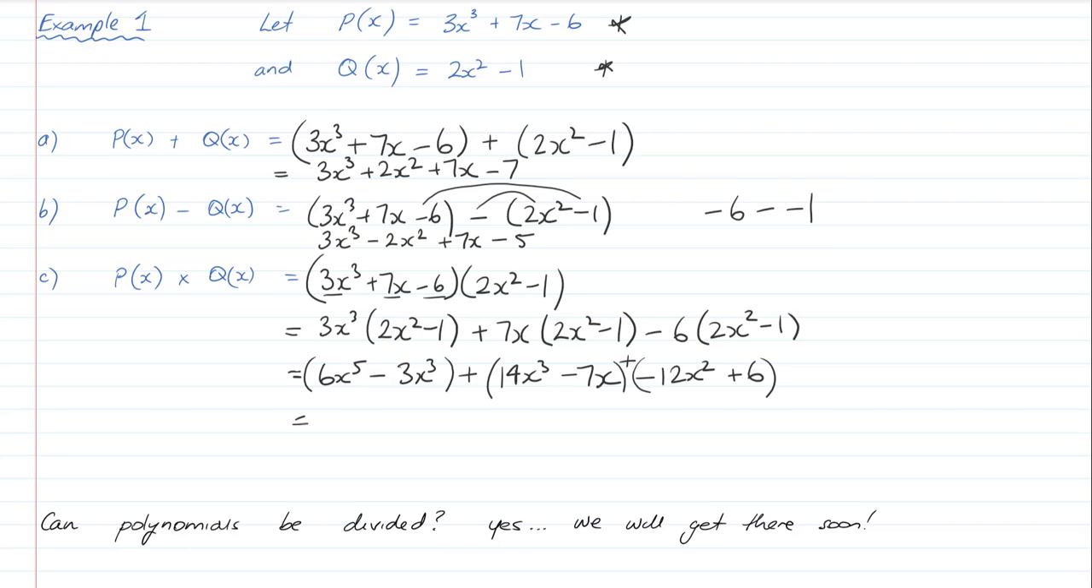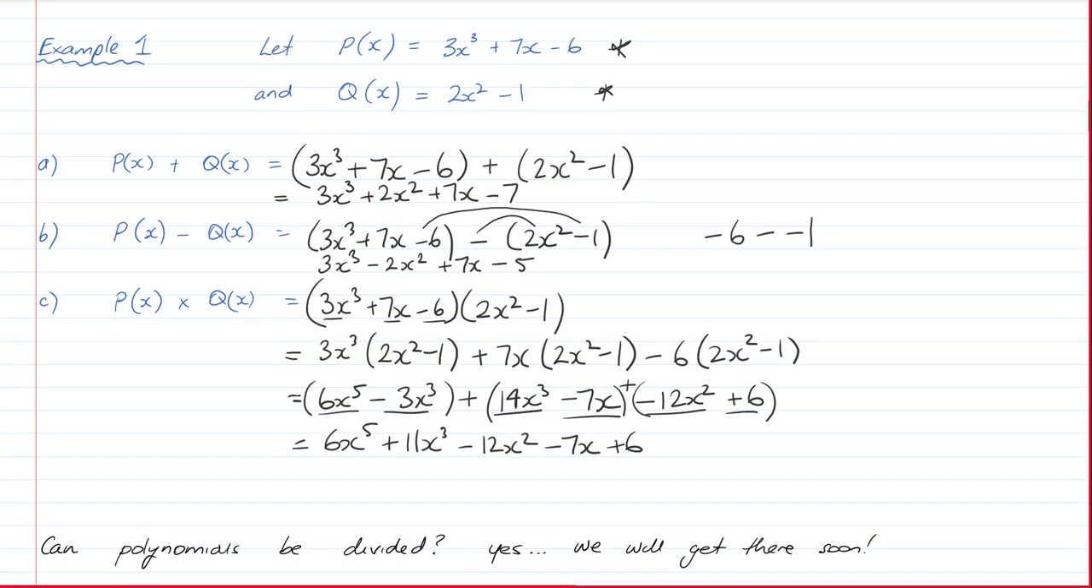And now I can bring those like terms together. That's my only x to the power 5. It's my leading term, so I'll leave it there. I've got no x to the power 4s, but I've got 2x cubes minus 3 plus 14 gives me plus 11x cubed overall. I've got a single x squared, so minus 12x squared. A single linear term, so minus 7x. And then a single constant.